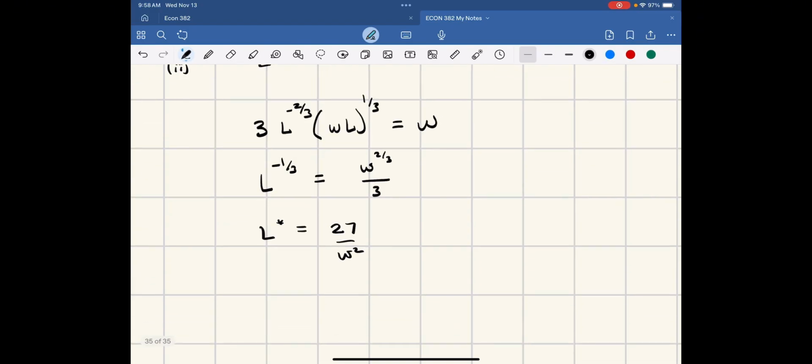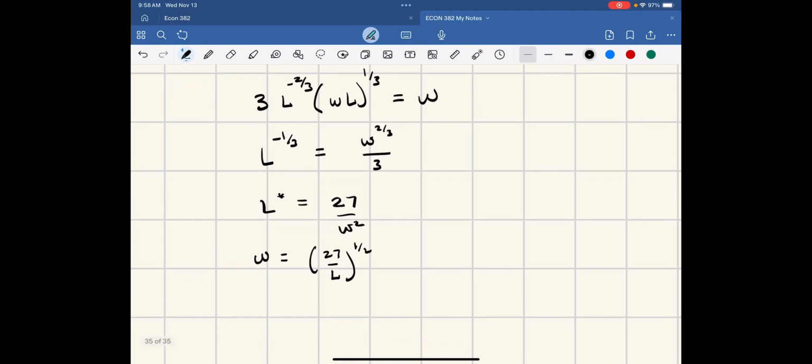Now from this, we can solve for W as a function of labor. So wages are equal to 27 over L to the 1/2. And so those are our wages.